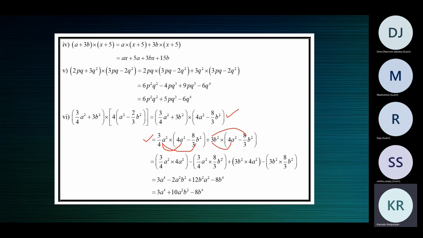And what sign to put outside? When you're multiplying these two terms, 3b square has a plus sign, 8 by 3b square has a minus sign. So when you're multiplying 3b square and 8 by 3b square, what sign to put outside? Whatever signs they carry. Minus into plus is minus. That's what you put outside here.